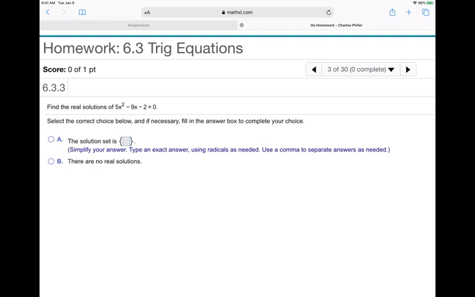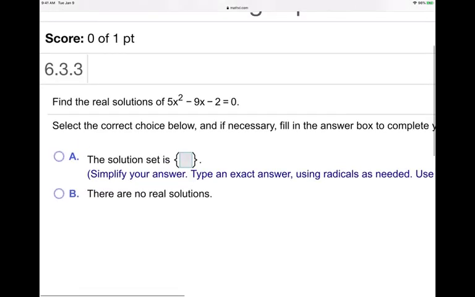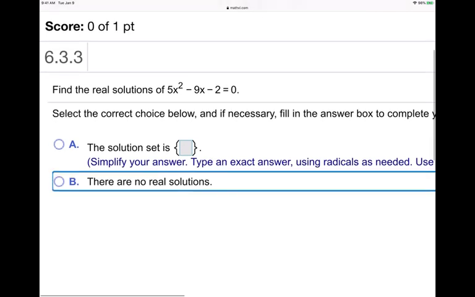This question says, find the real solutions of this. So we have this quadratic, right? How would we find the solutions of this? I'm curious, what would you do? What would Jesus do in this case to find the real solutions? Yeah, I was just going to say that. Factor? I think Jesus would do that, right?